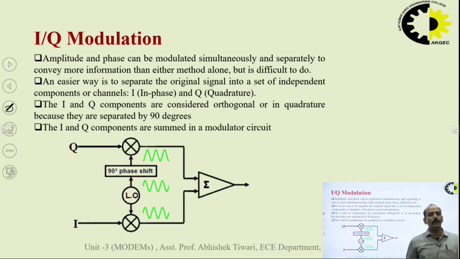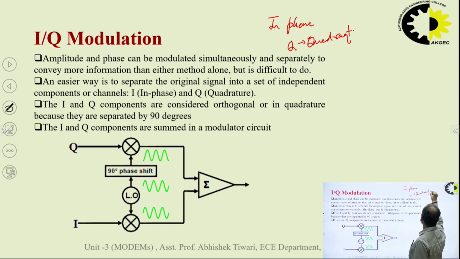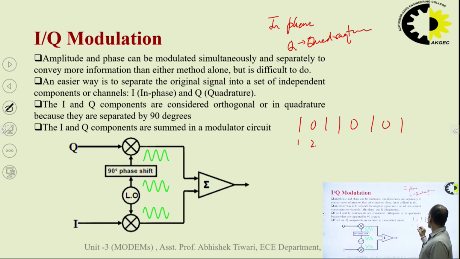So what are we going to do here? We are using this in-phase quadrature modulation technique. I stands for the in-phase and Q stands for the quadrature. When we are talking about the quadrature and in-phase, you can see here that we have a bit sequence of 1 0 1 1 0 1 0 1. Here you can see that these are the bit numbers 1 2 3 4 5 6 7 8.